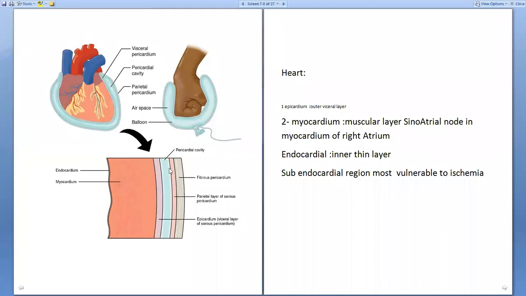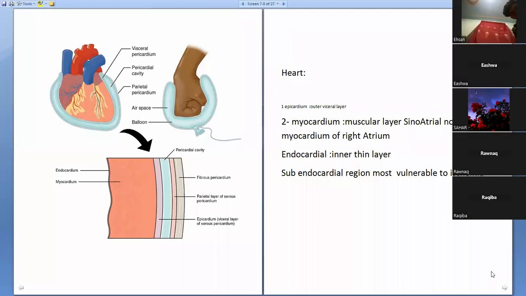So everyone, we have studied the pericardium. Right now, we are focusing on the heart itself. The heart has three layers. It is the epicardium, the outermost layer; the myocardium, the muscular layer, which forms the bulk of the heart and has the heart tissues; and the thin layer, which is the endocardium. Okay, the thin layer, this one, is the endocardium.